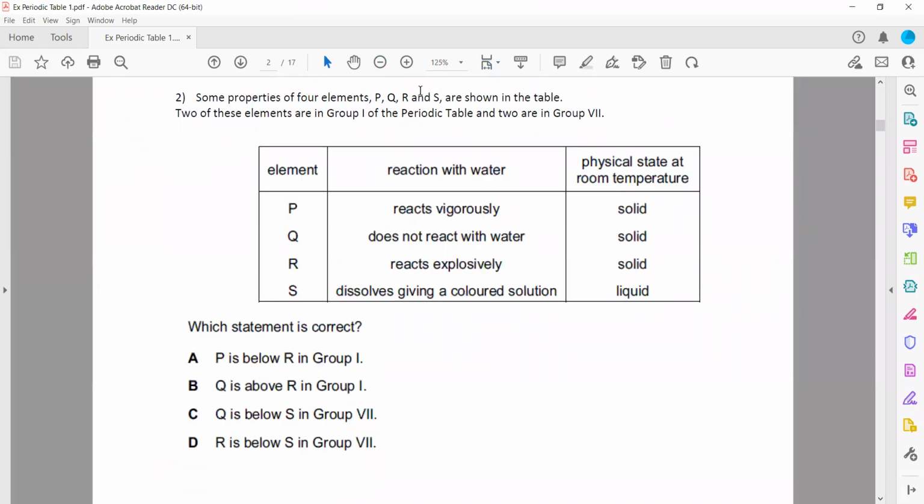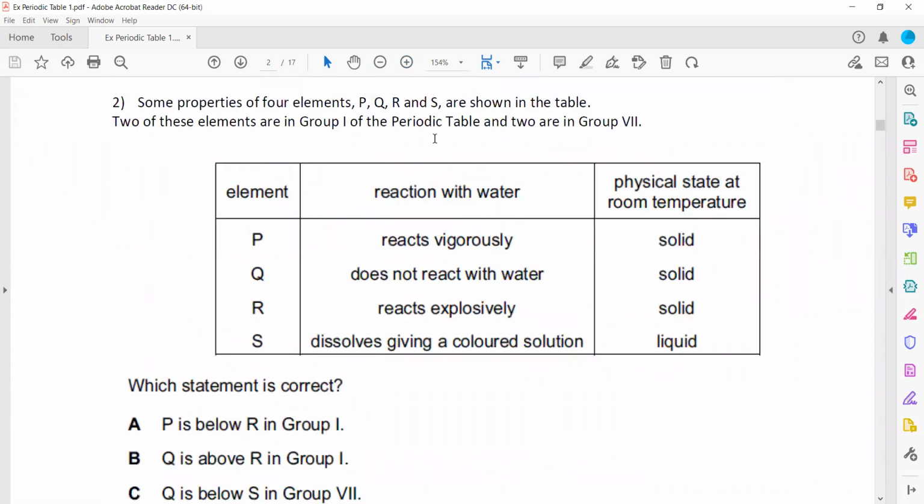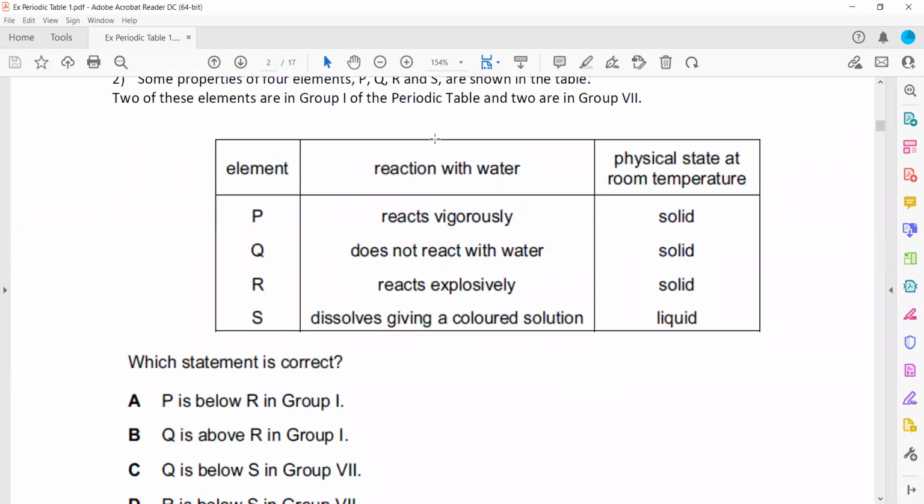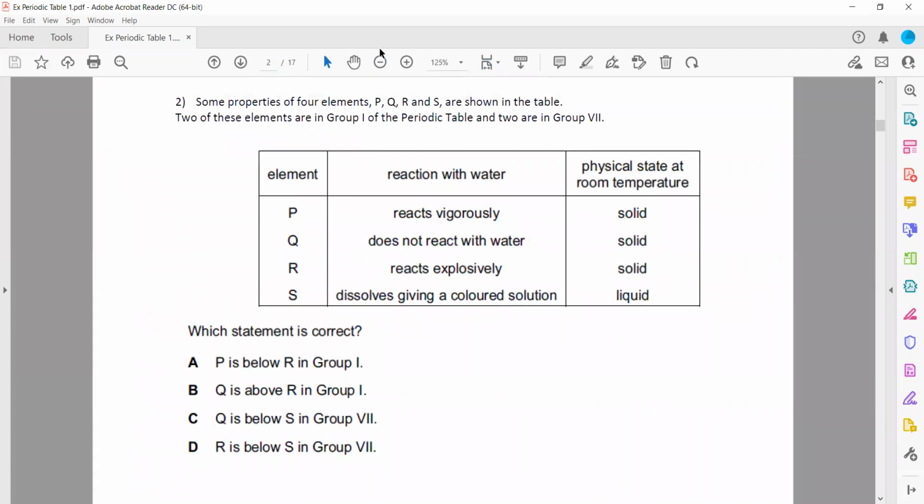Then in question 2, some properties of 4 elements P, Q, R, and S are shown. 2 of these elements belong to group 1 and 2 of the elements belong to group 7. So this is the description given. P reacts vigorously with water. If it is reacting vigorously with water, because group 1 metals, also known as alkali metals, have a vigorous reaction, it means this is group 1.